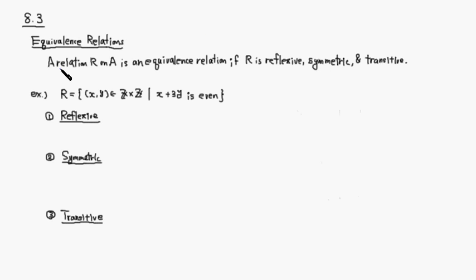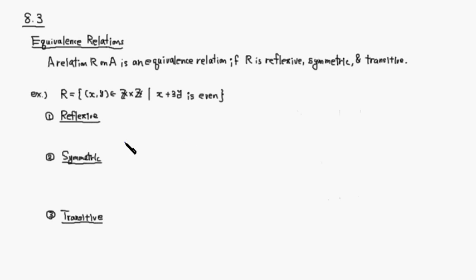Right, so a relation R on set A is called an equivalence relation if R is reflexive, symmetric, and transitive at the same time. Right? So let's look at an example here. We define R to be, let's see, x is related to y if x plus 3y is even. Right? So let's verify all three properties.